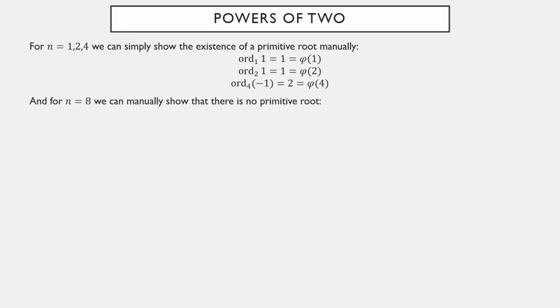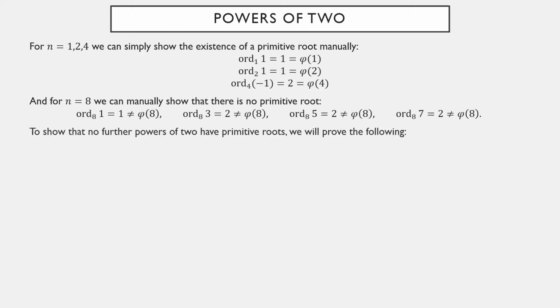Mod 8, there isn't a primitive root. We've actually already seen this, but we can go ahead and do it again. A reduced residue system mod 8 could be, for example, 1, 3, 5, and 7. So we're going to compute the order modulo 8 of 1, of 3, of 5, and of 7. And what we end up with is, respectively, 1, 2, 2, and 2. But since phi of 8 is 4, nothing in the reduced residue system had order 4, therefore there is no primitive root modulo 8. Now we need to show that for higher powers of 2, 16, 32, 64, and so forth, there are no primitive roots either.